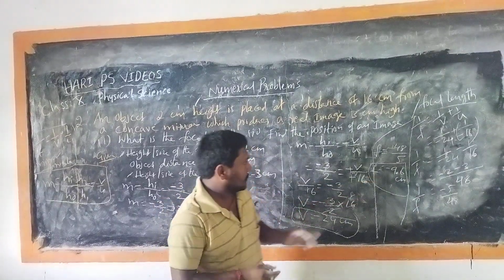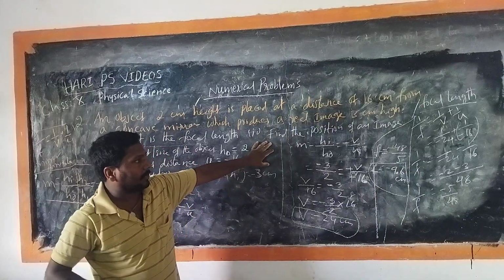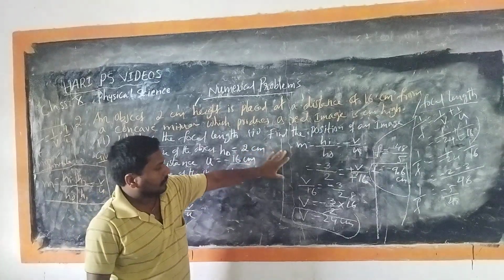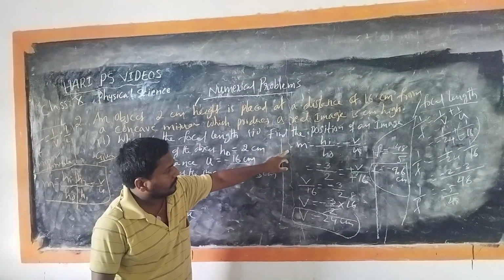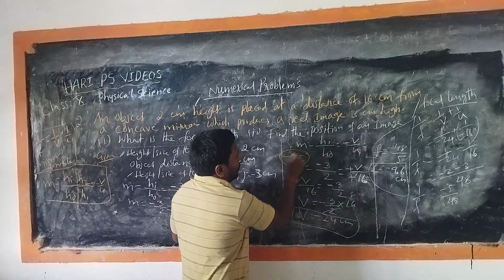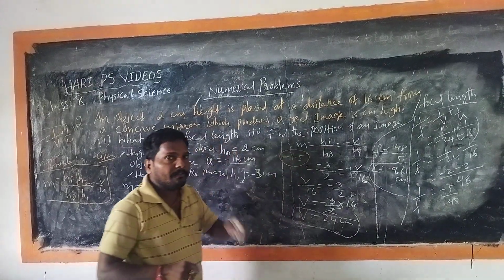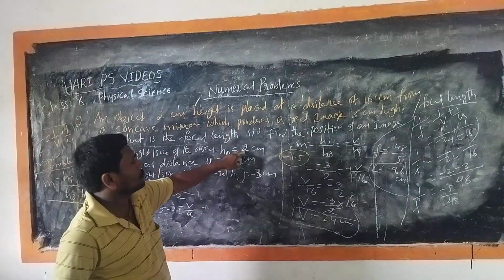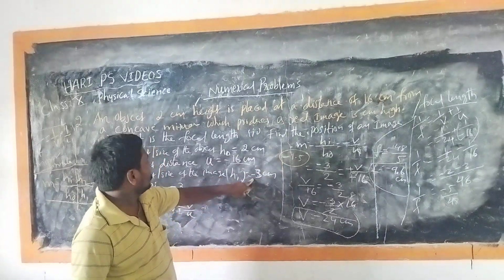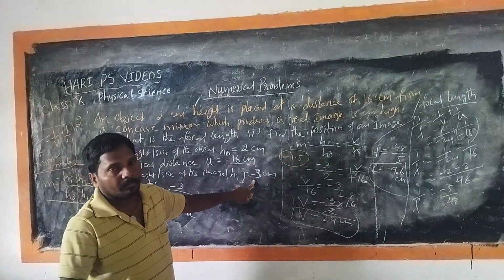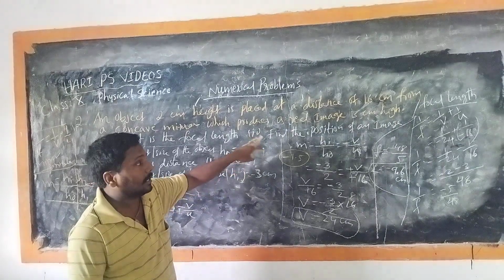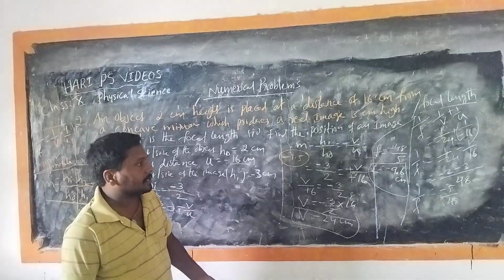In this way we have to find the position of the image and the focal length. So what is the magnification? Minus 3 by 2, and then we get minus 1.5. What is the size of the object? 2 centimeters. So magnification is minus 1.5. Then what about the size of the image? The size of the image is more than the size of the object. So a real and inverted image is formed.